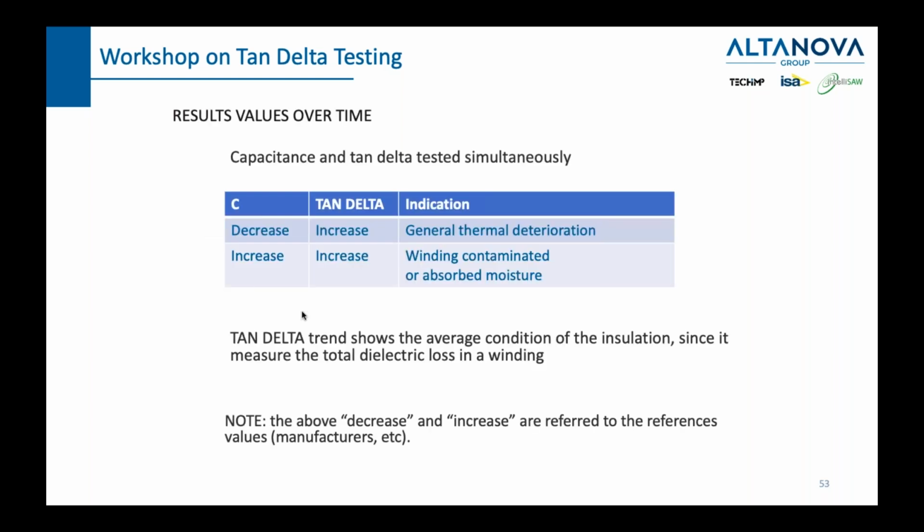And by correlating capacitance and tan delta, we can say that if the capacitance decreases and tan delta increases, then we have a general thermal deterioration, and if the capacitance increases and tan delta increases, then we have a contaminated winding or absorbed moisture inside. So this is how we can combine two values to get a better idea what's happening with our rotative machine.